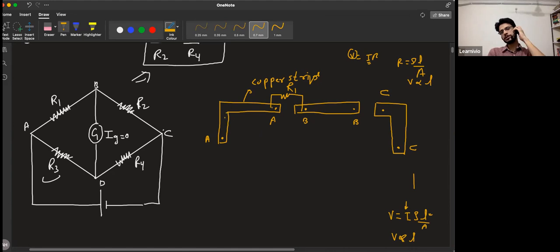Or you can get to this result easily through the concept of equipotential surfaces. In the chapter on potential, we studied equipotential surfaces. Equipotential surfaces are those surfaces at every point of which the potential is the same.